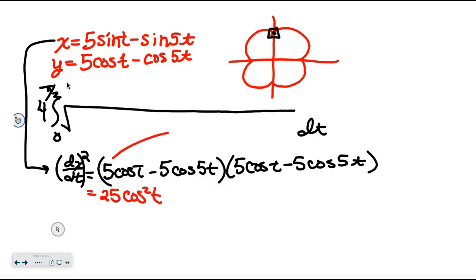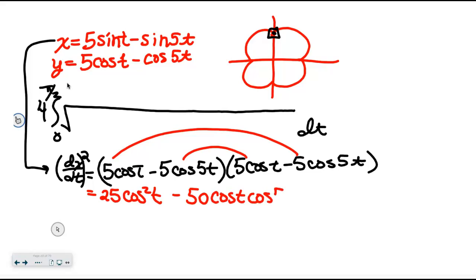My outside and my inside, I'm going to combine. I have minus 25 cosine t cosine 5t, and another minus 25 of the same thing. Would you agree? So I have a minus 50. Again, I'm just doing the outside and the inside. Cosine t, cosine 5t. Are you okay with that move right there? That's my first, and then my outsides and my insides were both 25 cosine t, whatever.